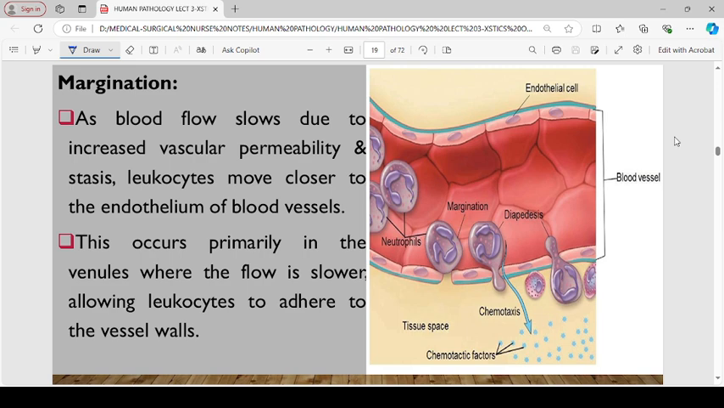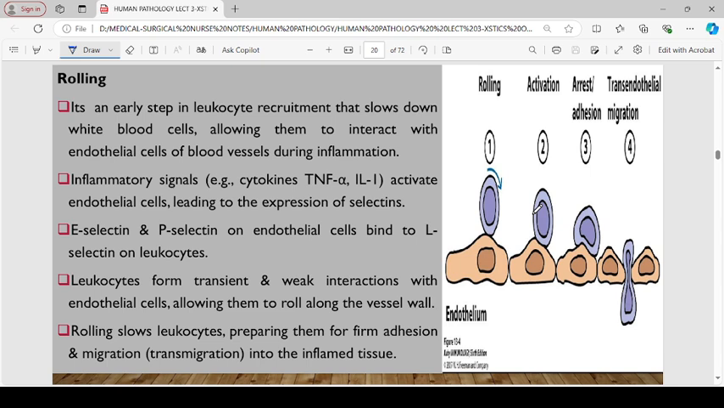So when you're looking at the process of leukocyte recruitment, it is important to review some of the steps. And in this case, we have margination, which is the first step of leukocyte recruitment. As blood flows slowly due to increased vascular permeability and stasis, leukocytes normally move closer to the endothelium of the blood vessels. Margination primarily occurs in venules where the flow is slower, and this allows leukocytes to adhere to the vessel wall, right? And you can see our marginations here. So they are flowing slowly along the wall.